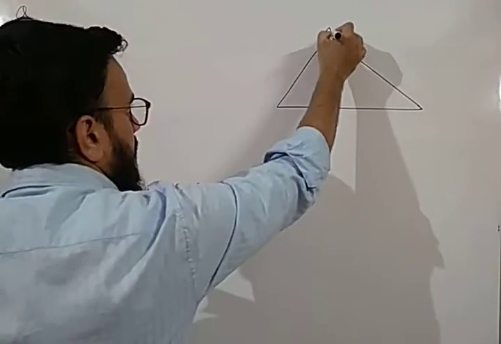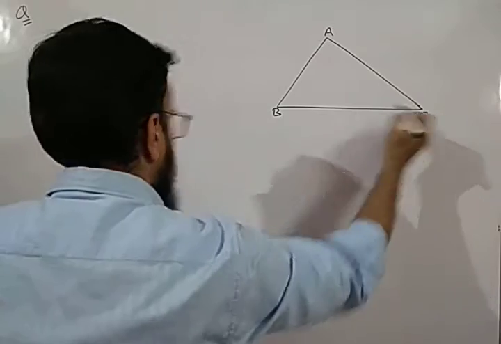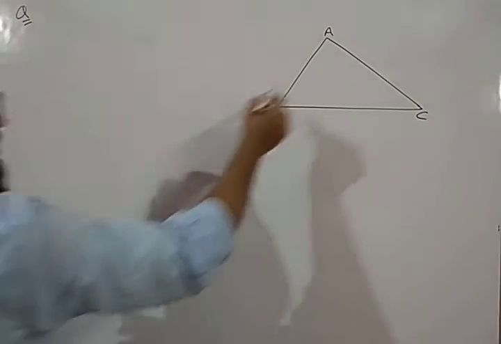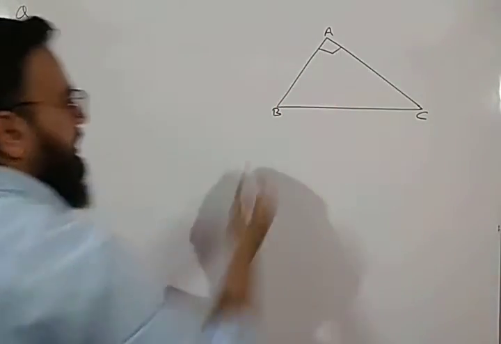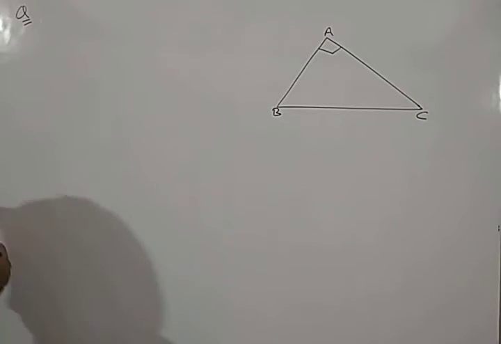Draw the figure. It is triangle ABC, and this angle is given 90 degree. Angle A is 90 degree. So first note down the question.